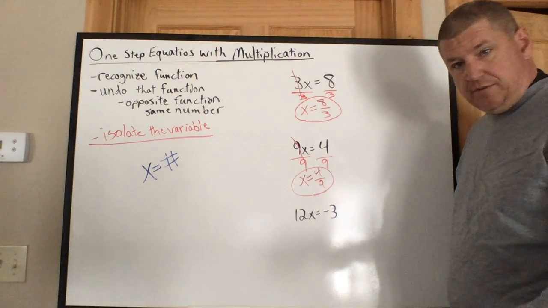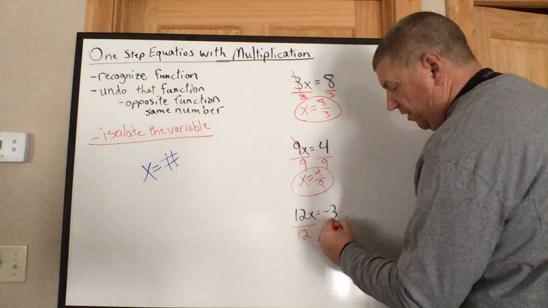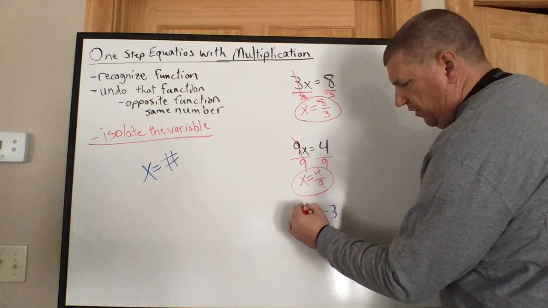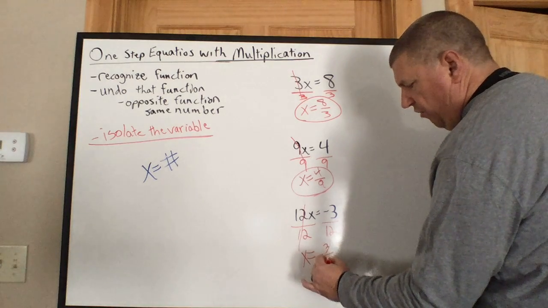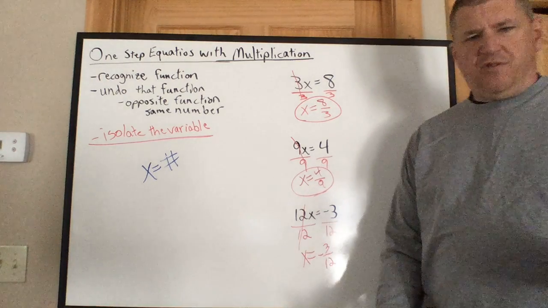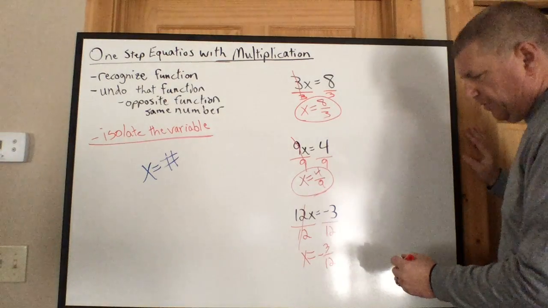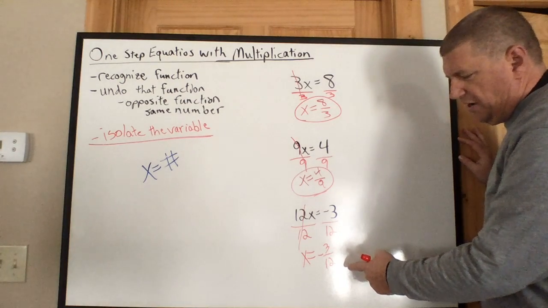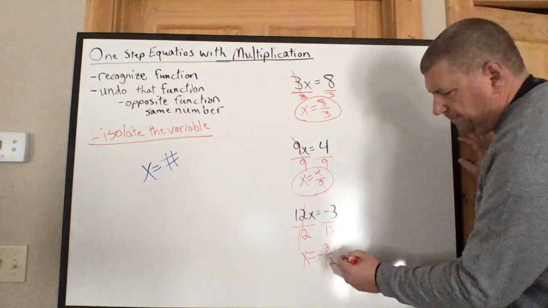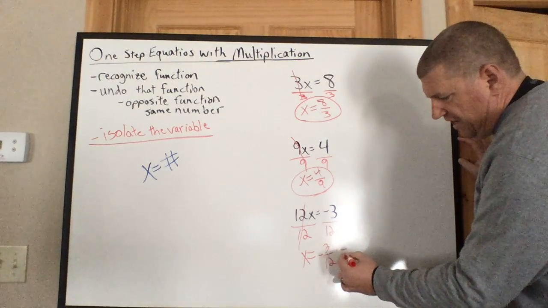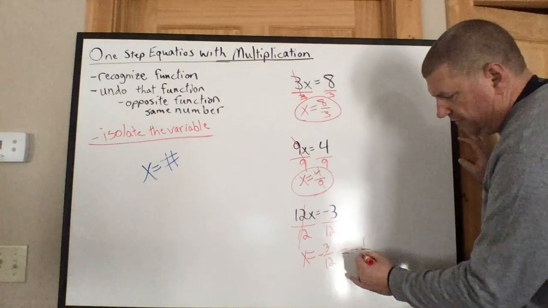In our last example, 12x equals negative 3. 12 times x, again, times, so therefore I have to divide to undo it. I divide by 12 on both sides. The 12's cancel. x equals negative 3 over 12. Now, many of you are probably sitting there thinking, you need to go ahead and simplify that, and I'm glad you mentioned that. So I'm going to go ahead and do that. I need to find the greatest common factor that goes into both 3 and 12, and it is a 3. So 3 divided by 3, remember it still stays negative, gives me 1. 12 divided by 3 gives me 4.